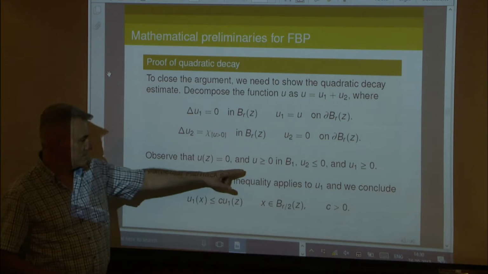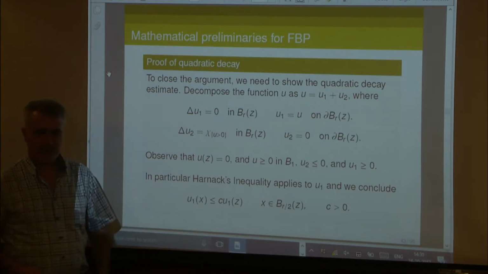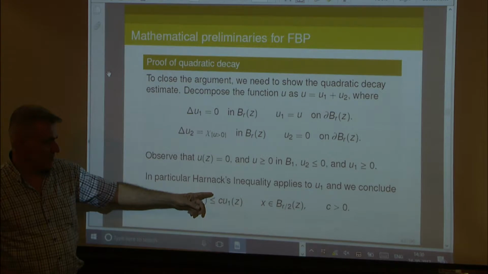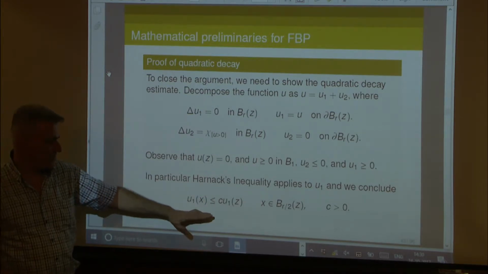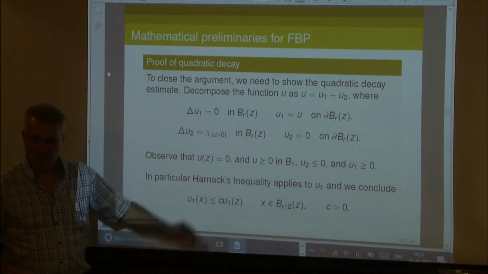Okay, here I'm using that my function is non-negative when I go to Harnack's inequality. So I can use Harnack's inequality. This is Harnack's inequality. It can only be used if the function is non-negative.